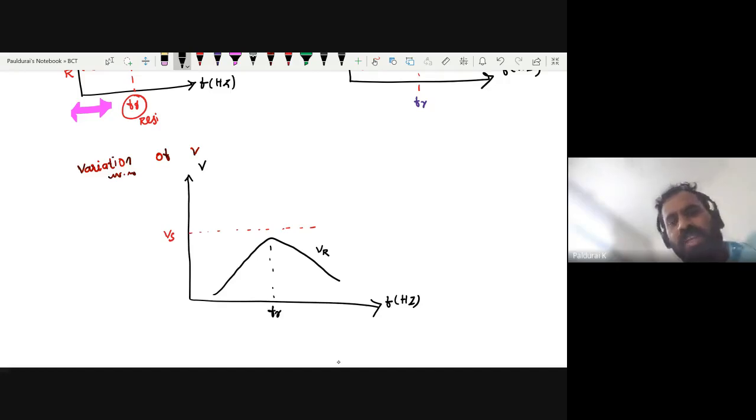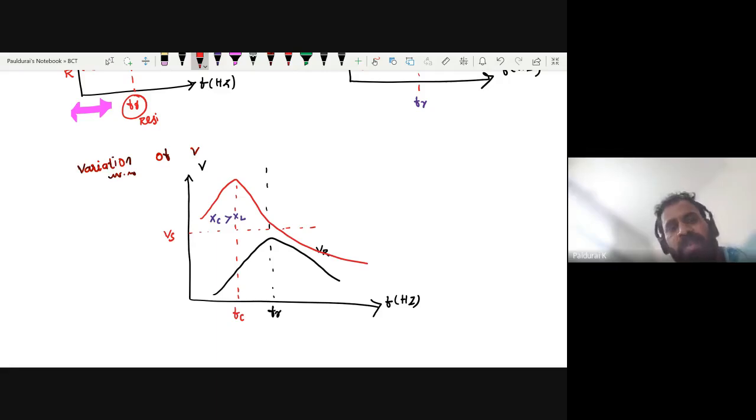Now in this range, XC is greater than XL. So in this range, maximum voltage drop occurs across the capacitor. If you plot it, suppose here I am getting maximum voltage across the capacitor; this frequency is called FC. If you plot, you will get a curve like this. Similarly, in this range, maximum voltage drop occurs across the inductor. That's how this is FL. If you plot the curve, you will get a curve like this.